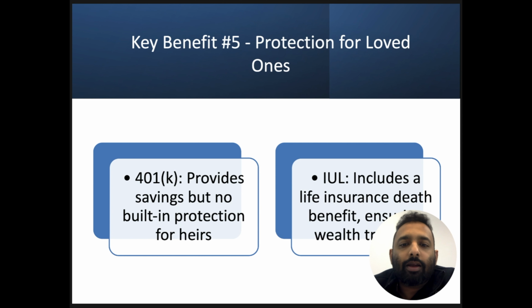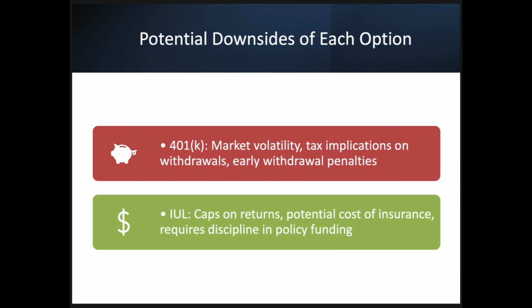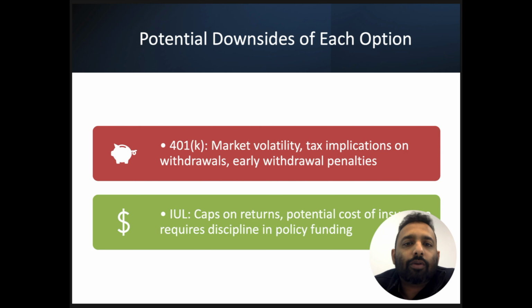IUL includes life insurance, death benefits, and ensures wealth transfer. So, let's check out the potential downside of each option. For a 401k: market volatility, tax implications on withdrawal, and early withdrawal penalty. For an IUL: caps on return, potential cost of insurance, and it requires discipline in policy funding, right? So these are the potential downsides for each policy.